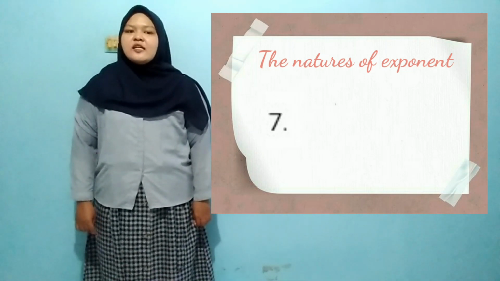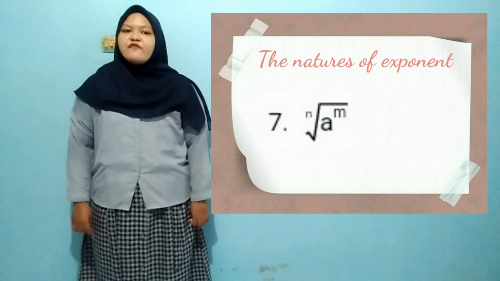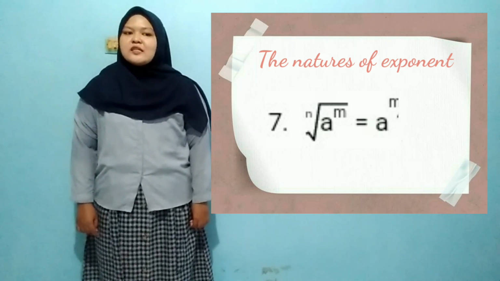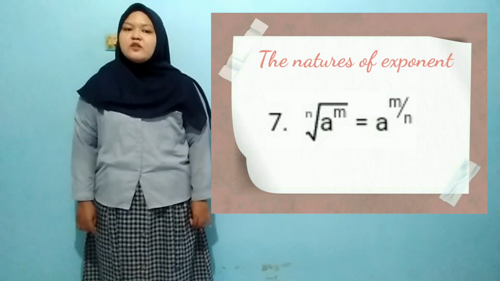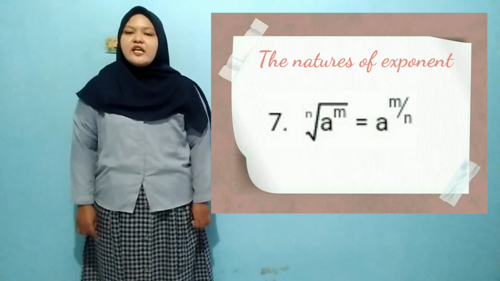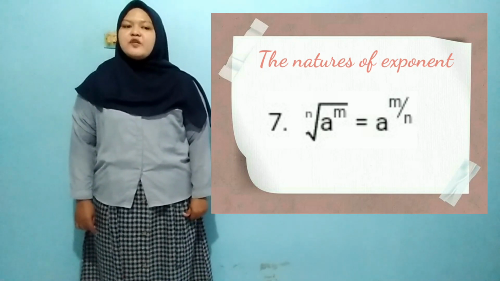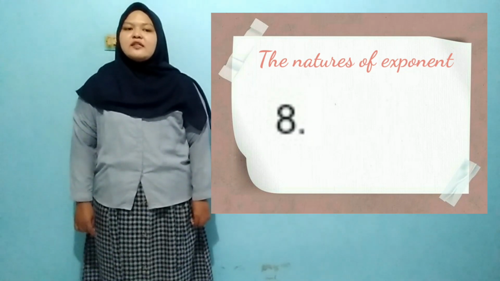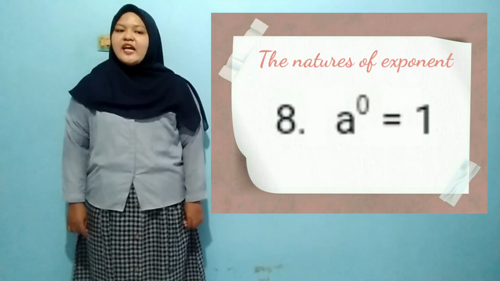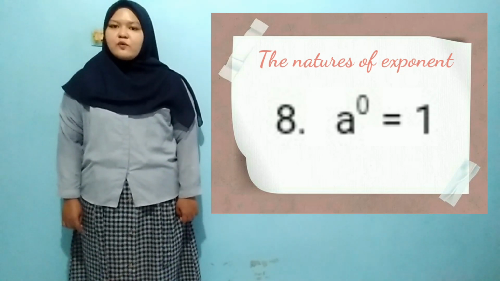7. The n-th root of a to the power of m: then n will be the denominator and m becomes the numerator. The condition is that n must be greater than 2. 8. The condition is that the base cannot equal 0.